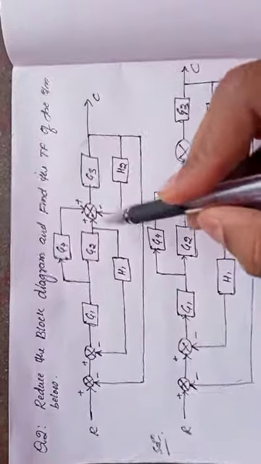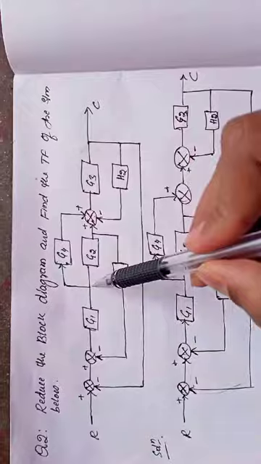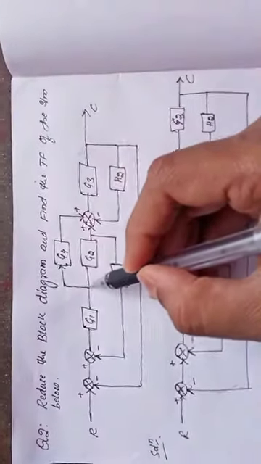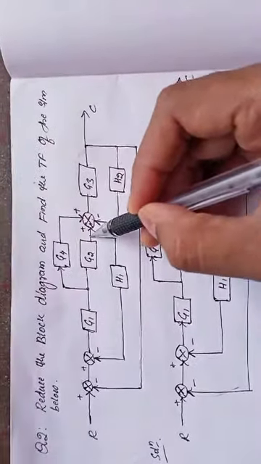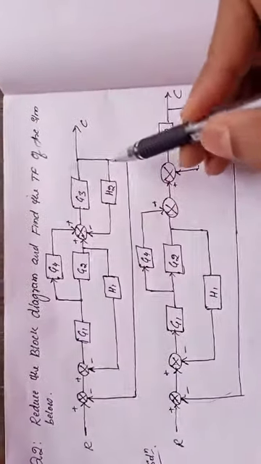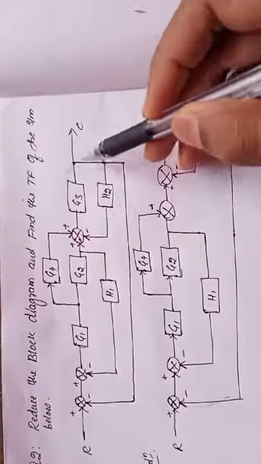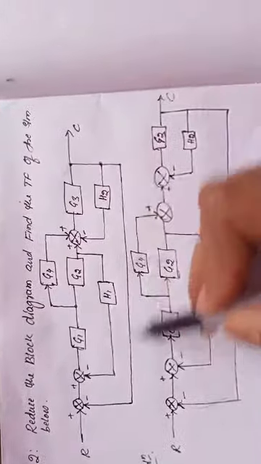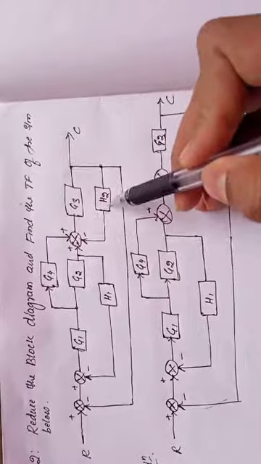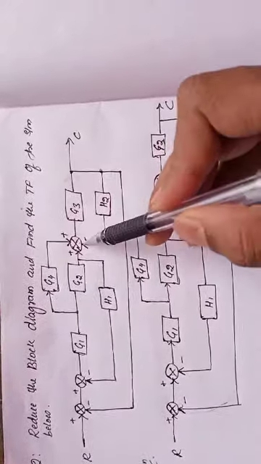Here in this problem, you observe there are more takeoff points, and there are three summing points. Now here this is the common point feedback. One is unity feedback, another one is having an impulse as H2.